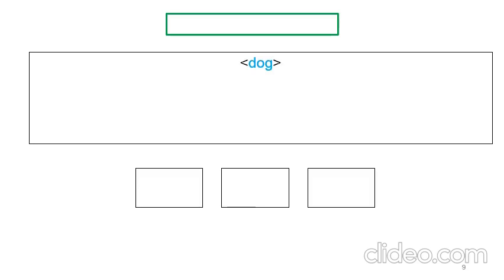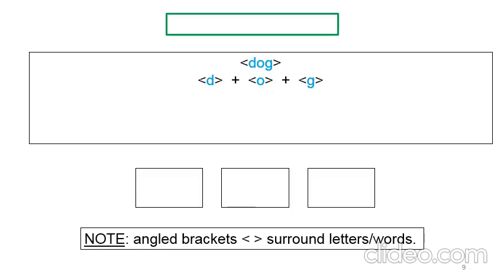It has three letters, D, O, and G. When we write English words, we will surround them with angled brackets to surround the letters and to surround the words. How many speech sounds in the word dog? There's D, O, and G.